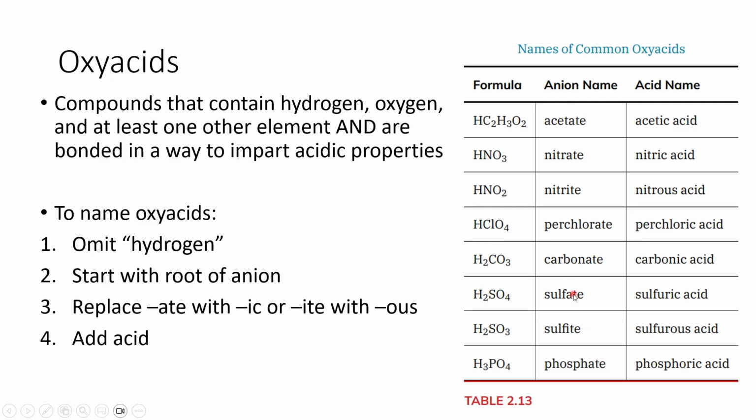And if it's an ATE ending, you can see sulfate becomes sulfuric, perchlorate becomes perchloric, carbonate, carbonic, acetate, acetic, nitrate, nitric. So if it's an ATE ending, we're going to change that ending to IC and then just add acid on the end. And then if it's an ITE ending, nitrite, sulfite, very similar idea. It's just instead of IC, we're going to have the OUS ending. So nitrous acid, sulfurous acid. If we had chlorite, then it'd be chlorous acid.